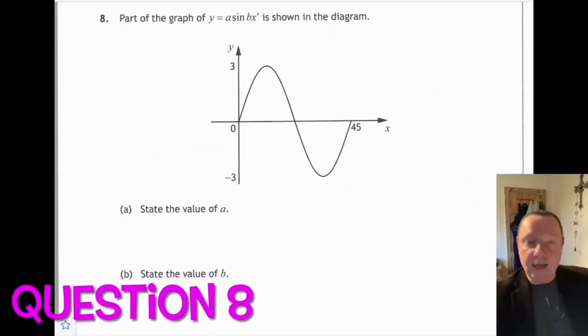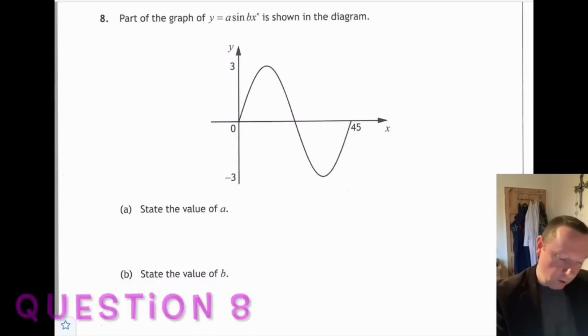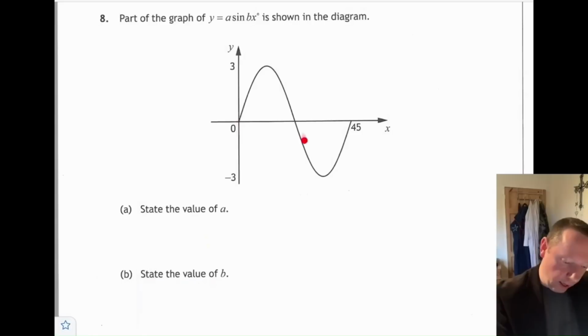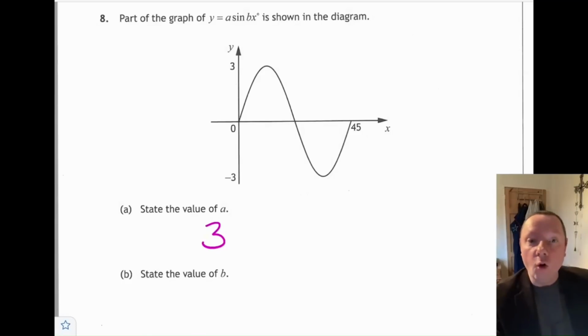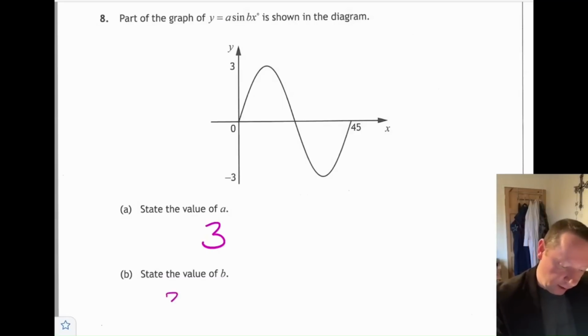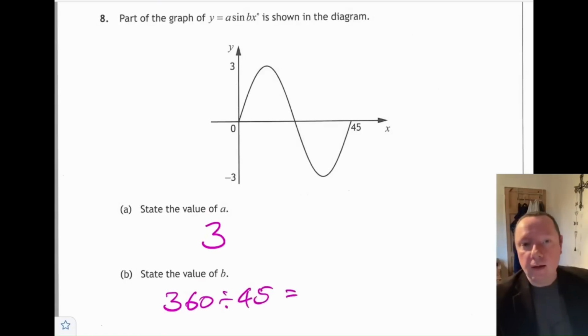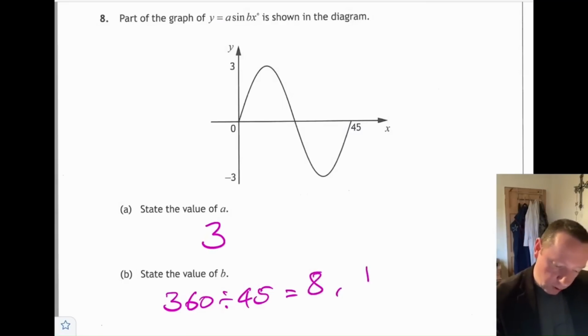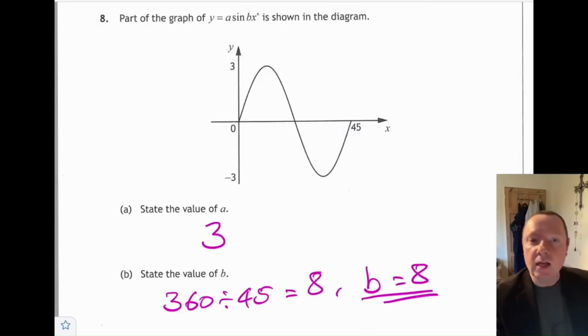Part of the graph of a sine bx is shown. What is a and b? Well, the amplitude, the height, is 3 minus 3, so a is just 3. State the value of b. Well, it's not 1. There is only one shown, but it only goes up to 45. I need to go all the way to 360. So you're basically asking how many 45s are in 360. 45, 90, 180 will be 4. So you've got 8. In other words, b equals 8. There will be 8 of those graphs up to 360.